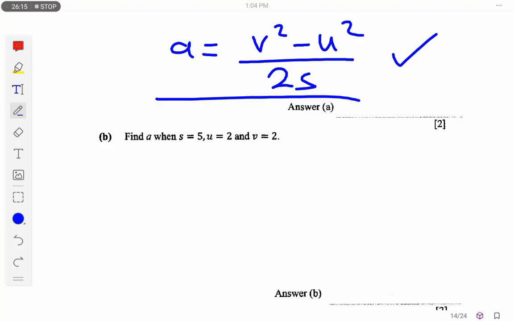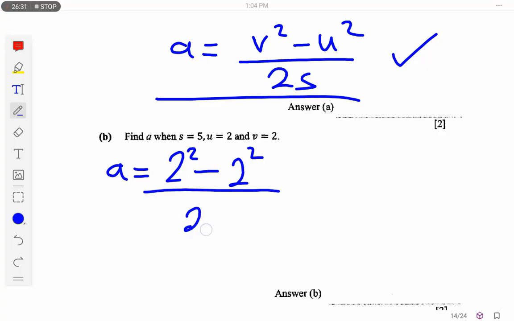So if you got that one wrong, then this one will also be a problem. Okay, so we are saying A is equal to V, that's a 2 squared, minus U, that's a 2 squared again, over our 2 times S, which is 5. So our A is equal to 2 squared, that's a 4, minus 2 squared, 4, over a 10.